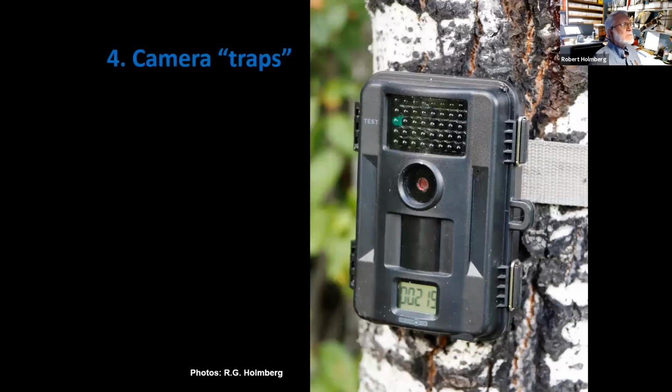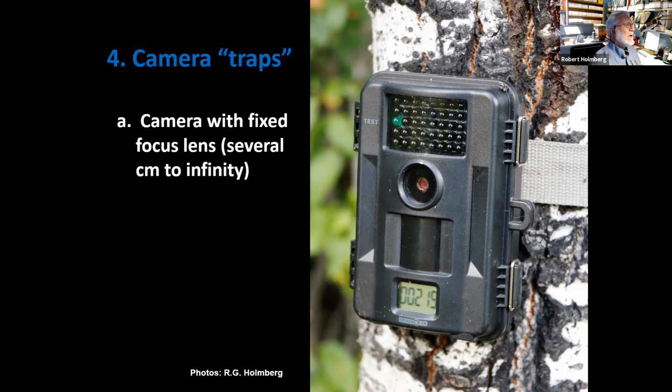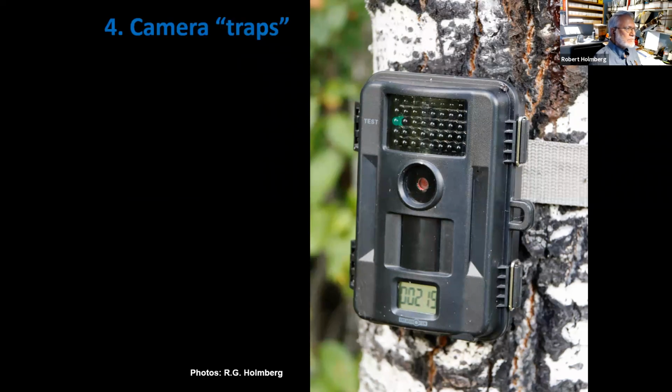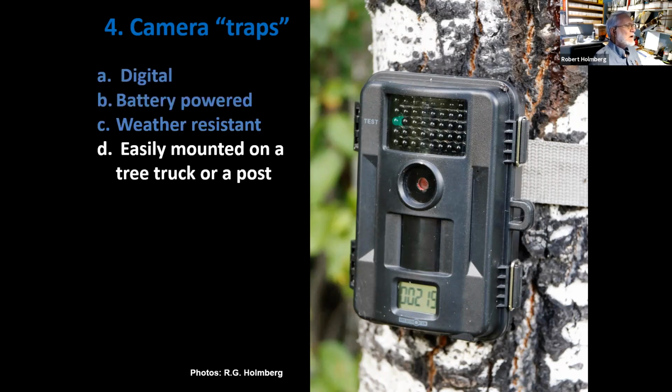So this is a typical camera trap. It's a camera with a fixed lens, so it focuses on anything from a few centimeters away to infinity. So the lens doesn't focus usually, and they have some kind of motion sensor that then triggers the camera to take a photograph or a video. These days, these things are all digital, battery powered, water resistant, and easily mounted on a tree trunk as in this photograph, or on a post.